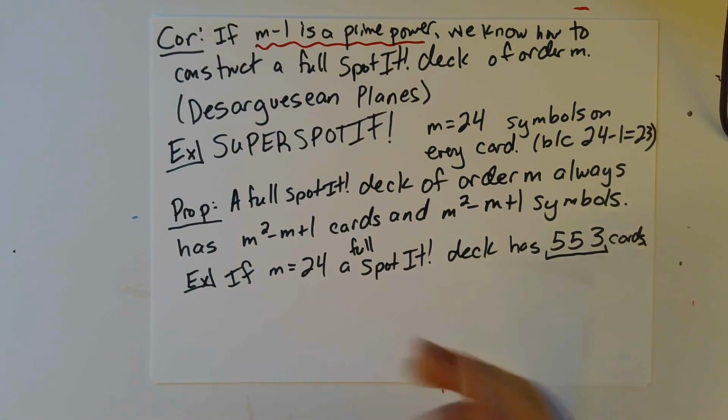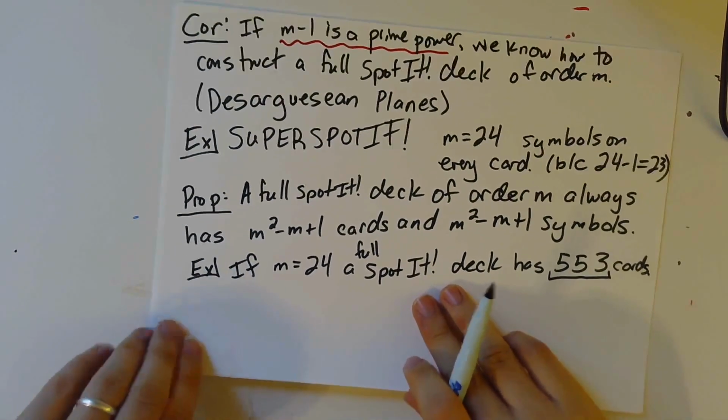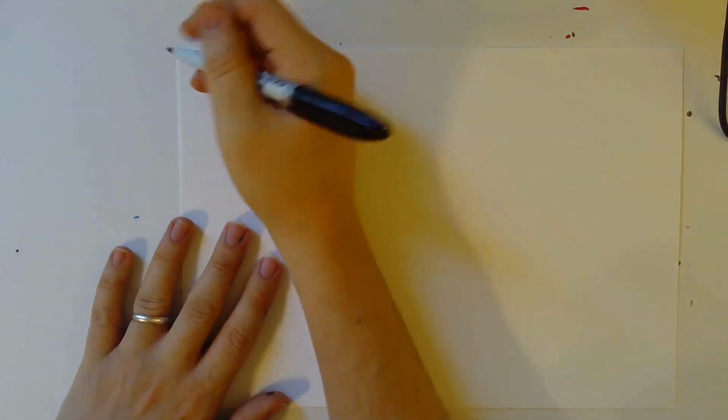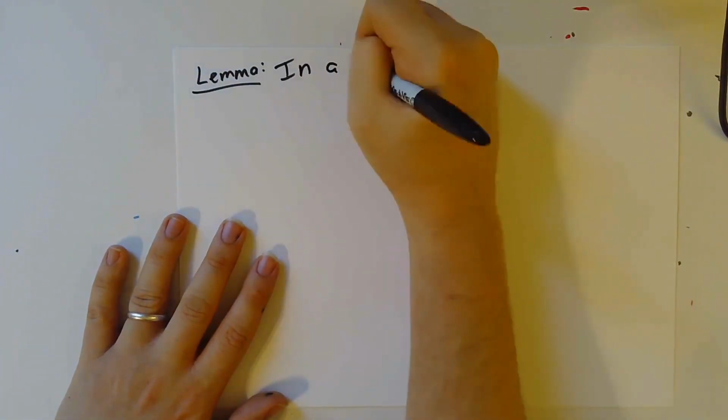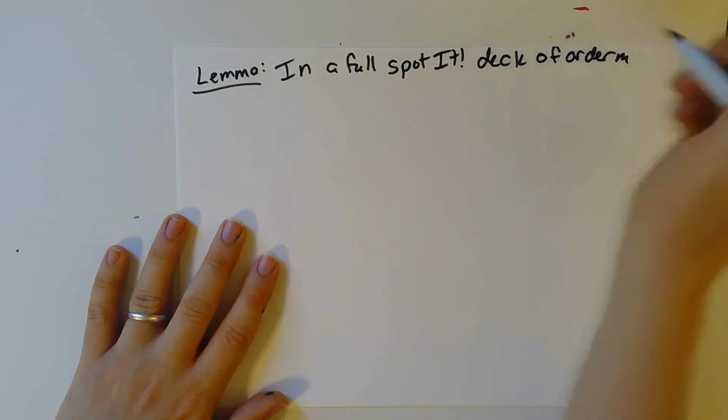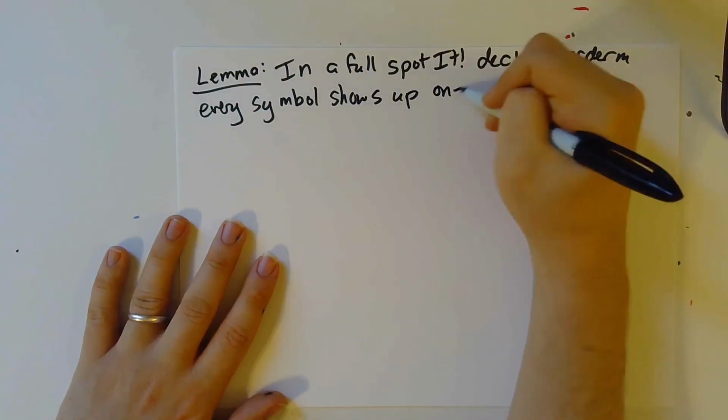To prove this proposition, we're going to go in a few steps. The first thing I'm going to do is tell you how many times each symbol shows up. Here's the lemma. In a full spotted deck of order M, every symbol shows up on exactly M cards.